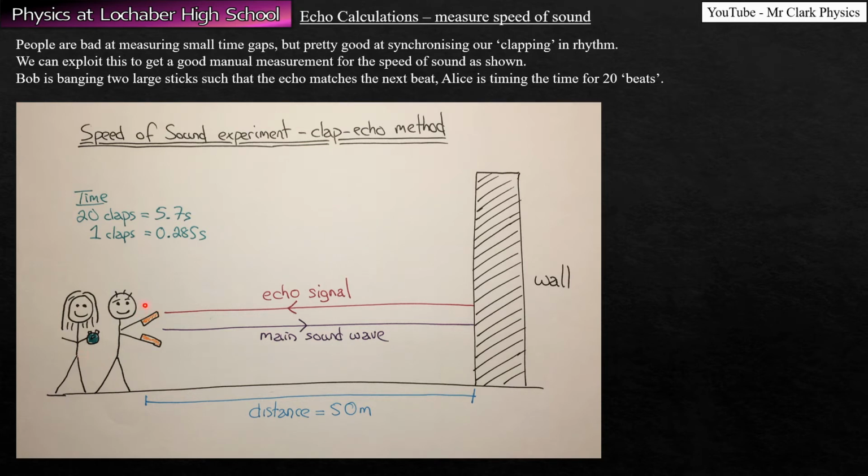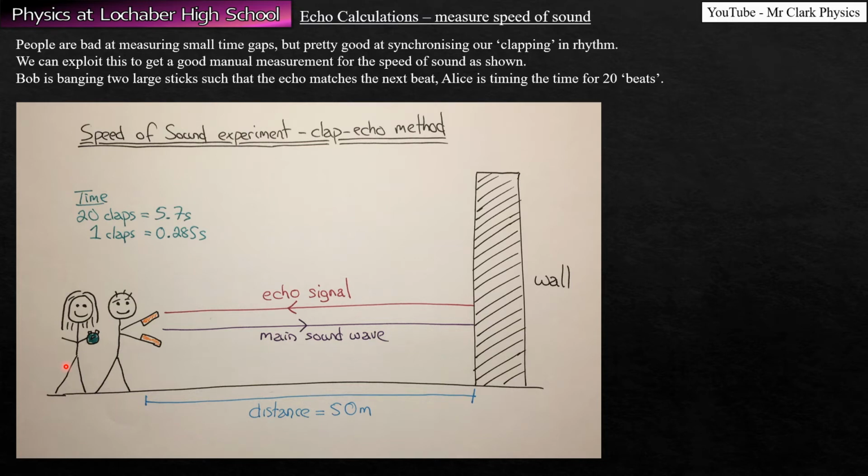So Bob isn't going to bang these just once. What he's going to do is clap and clap and clap, and he will naturally be able to listen to the echo and match up his claps so that the signals are consistent. Once he's clapping at a regular rate that matches it, one signal comes out, reflects back, and by the time it reaches Bob, that's when the next signal happens. And this helps him be consistent, and it makes it a lot easier for Alice to time.